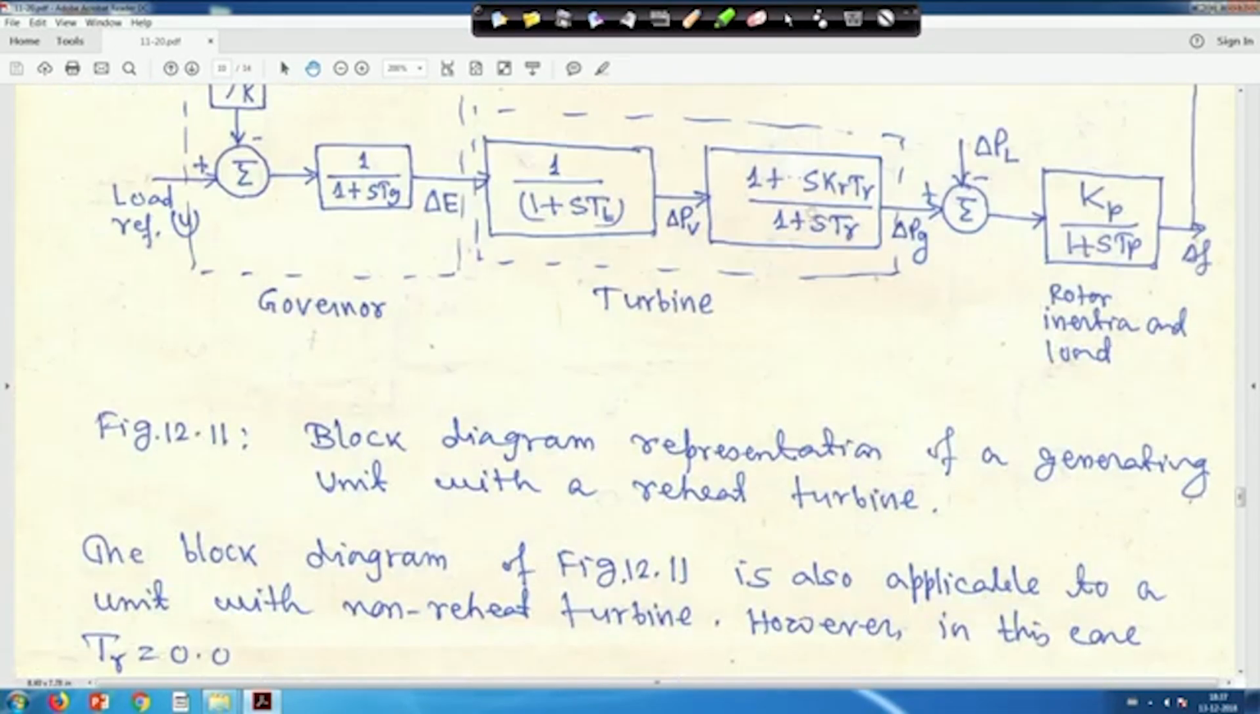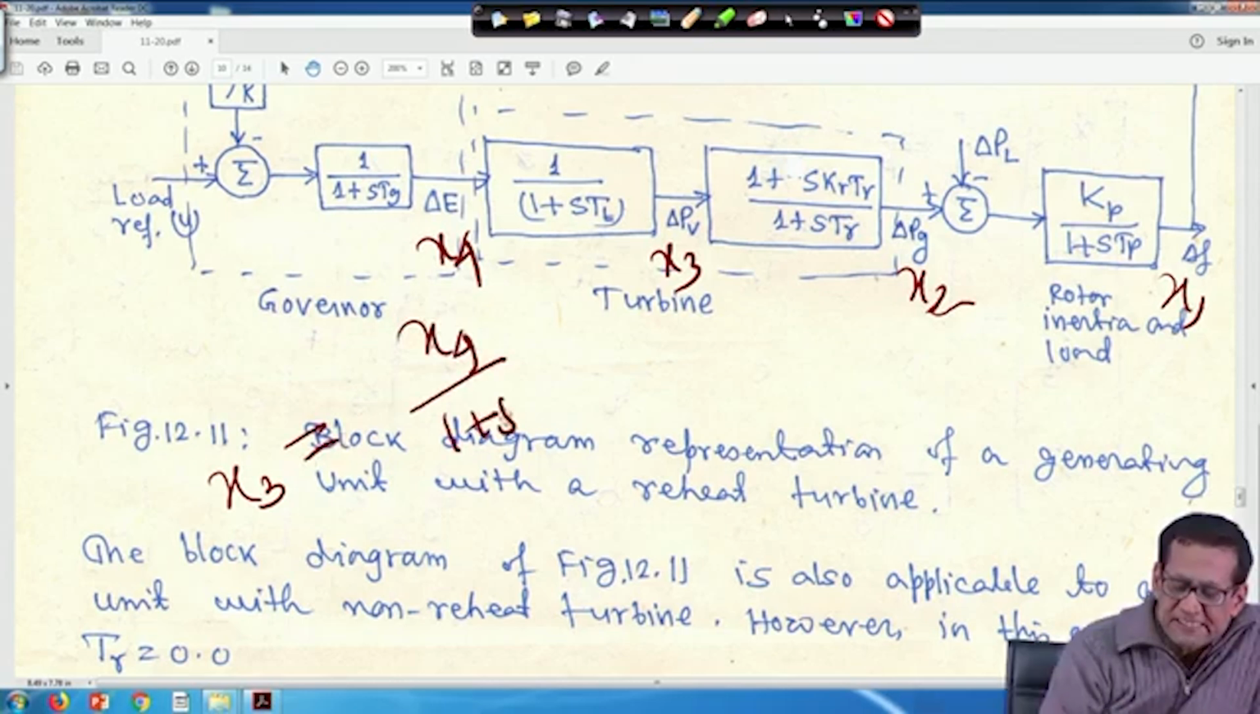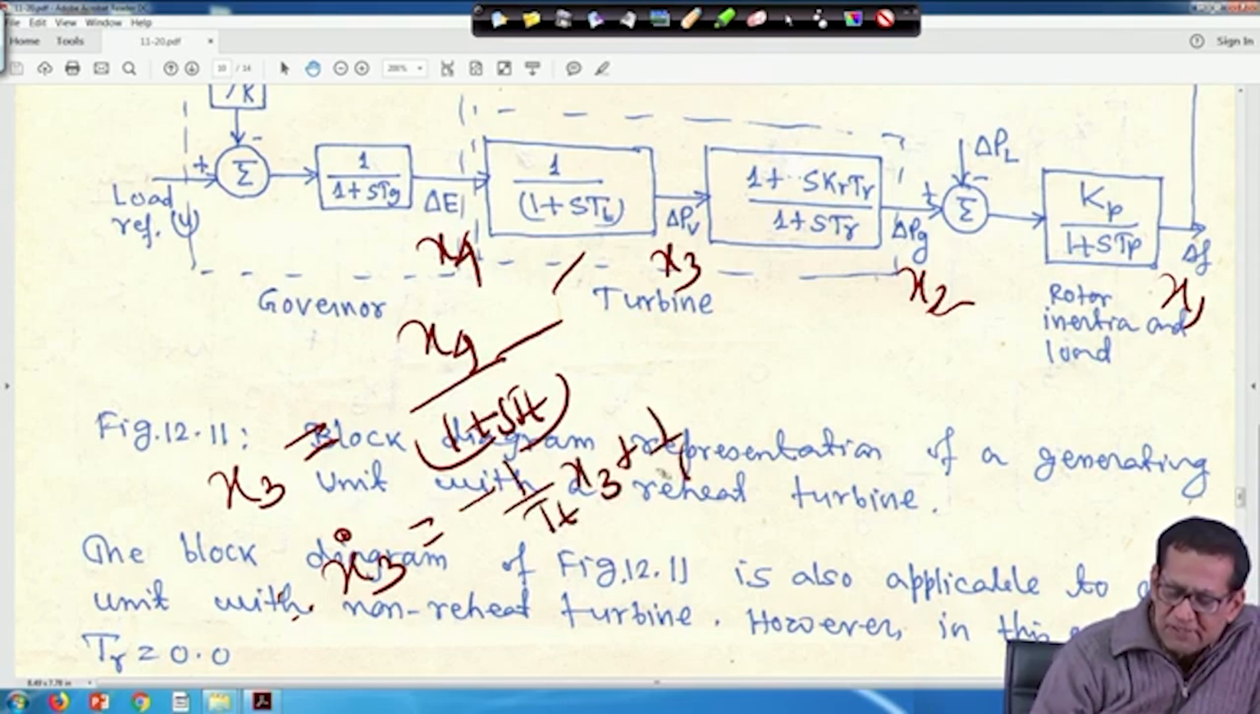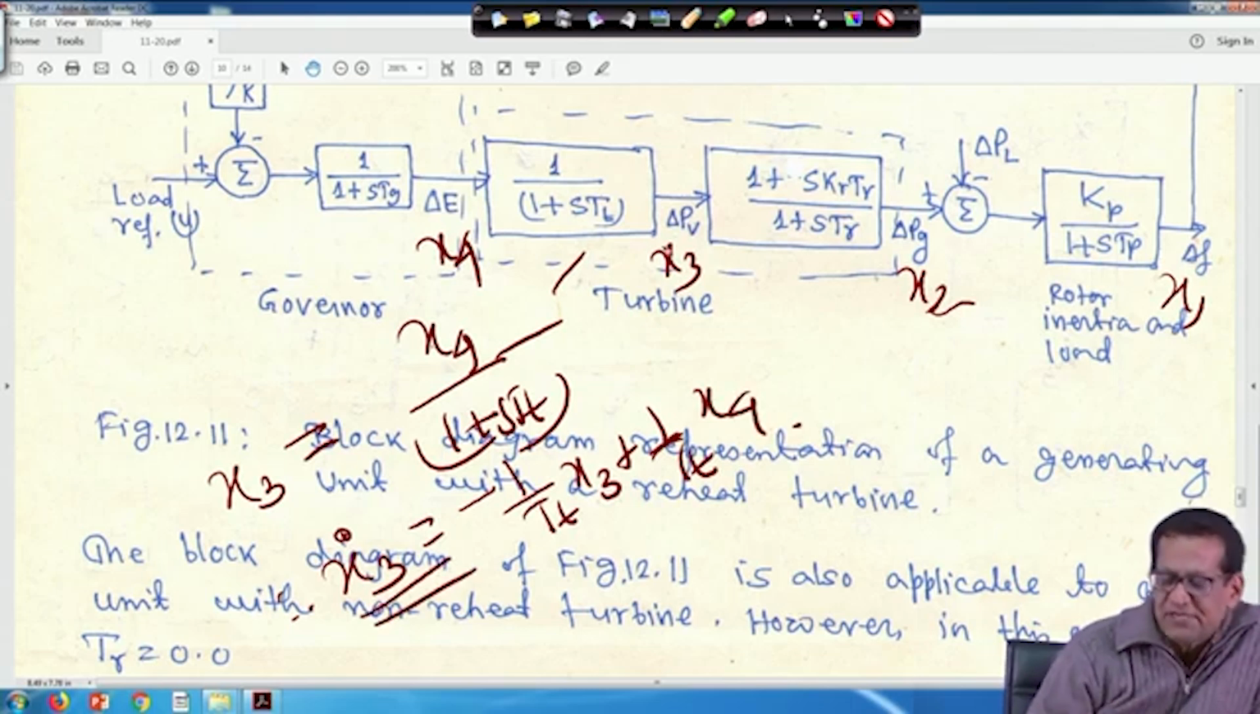One more I have to show you, because one derivative term is there in the numerator in this block. If this is x2 and this is x3, this is x1, x2, x3 and x4, then x2 is equal to x3 into this term, but there x3 dot will come. So, first find out x3 dot. When you write, x3 is equal to x4 upon 1 plus s Tt, this block only. If you cross multiply, then x3 dot, because s into x3 is x3 dot, will be minus 1 upon Tt x3 plus 1 upon Tt x4. So, x3 dot can be obtained from here.